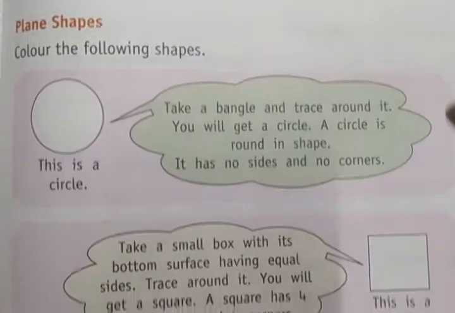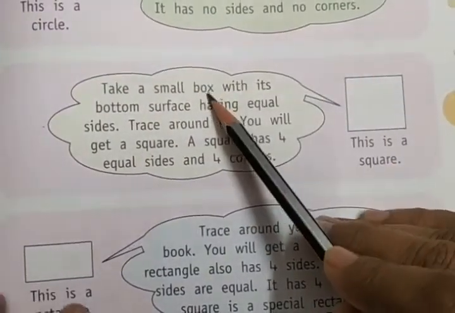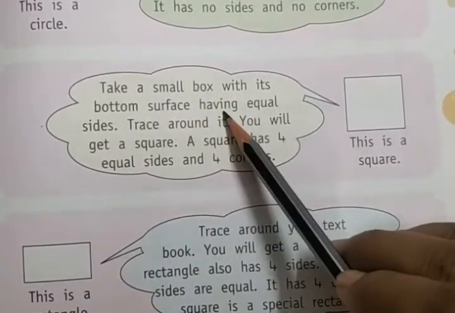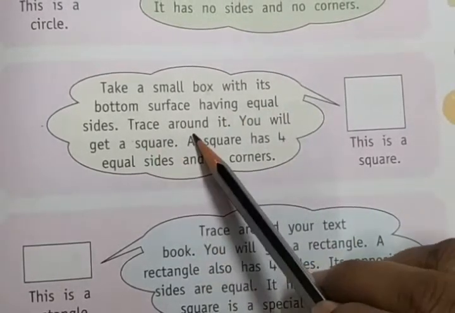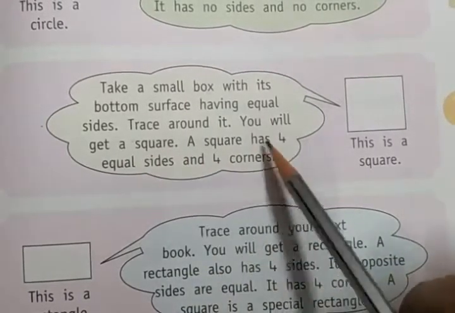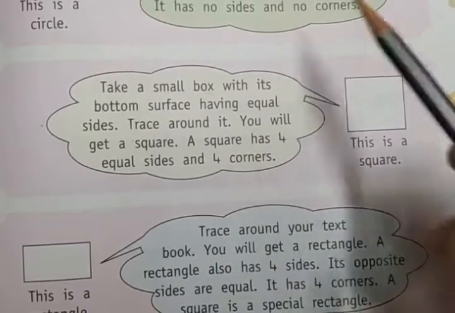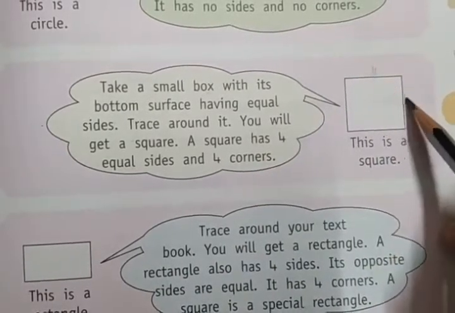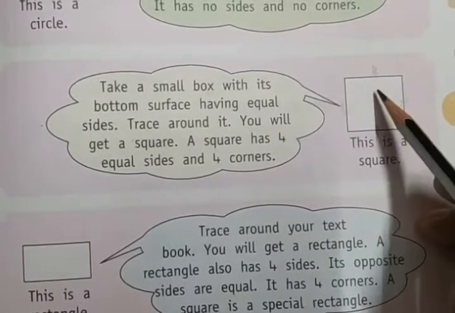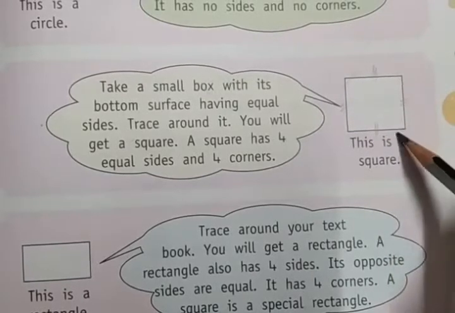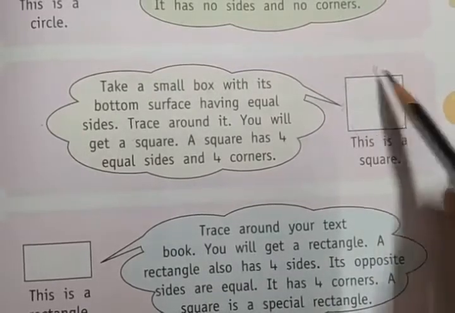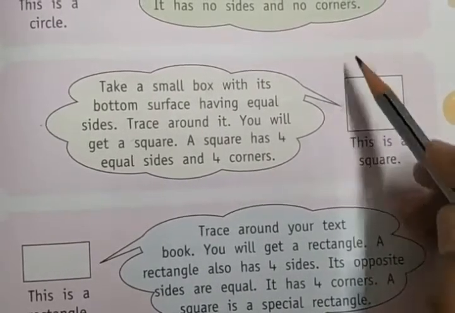Now, take a small box with its bottom face having equal sides. Trace around it. You will get a square. A square has 4 equal sides and 4 corners. This is equal to this, and this is equal to this. All sides are equal, and 1 corner, 2 corners, 3 corners, 4 corners. 4 corners, 4 sides. The 4 sides are equal in size. Then only it is called a square.